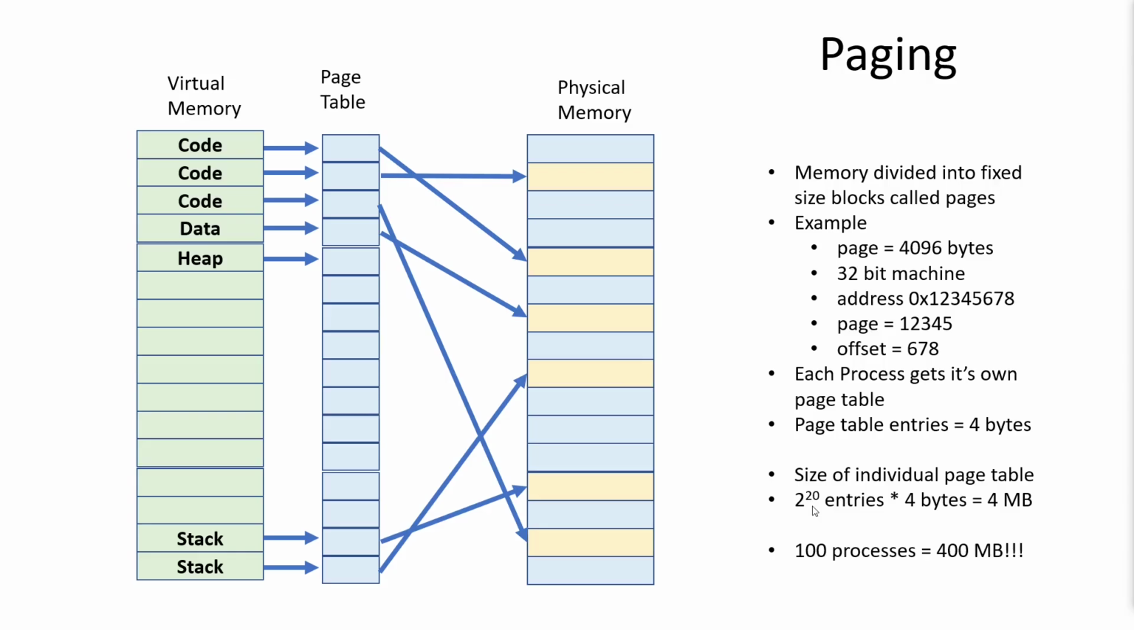So 2 to the 20th, let me think here. 2 to the 10th is 1 kilobyte. 2 to the 20th is about 1 megabyte. They're 4 bytes each. That means the entire page table for a 32-bit machine is going to be 4 megabytes, and every process gets its own. So if I have 100 processes, the page tables are going to be 400 megabytes, and the operating system is going to keep track of that.